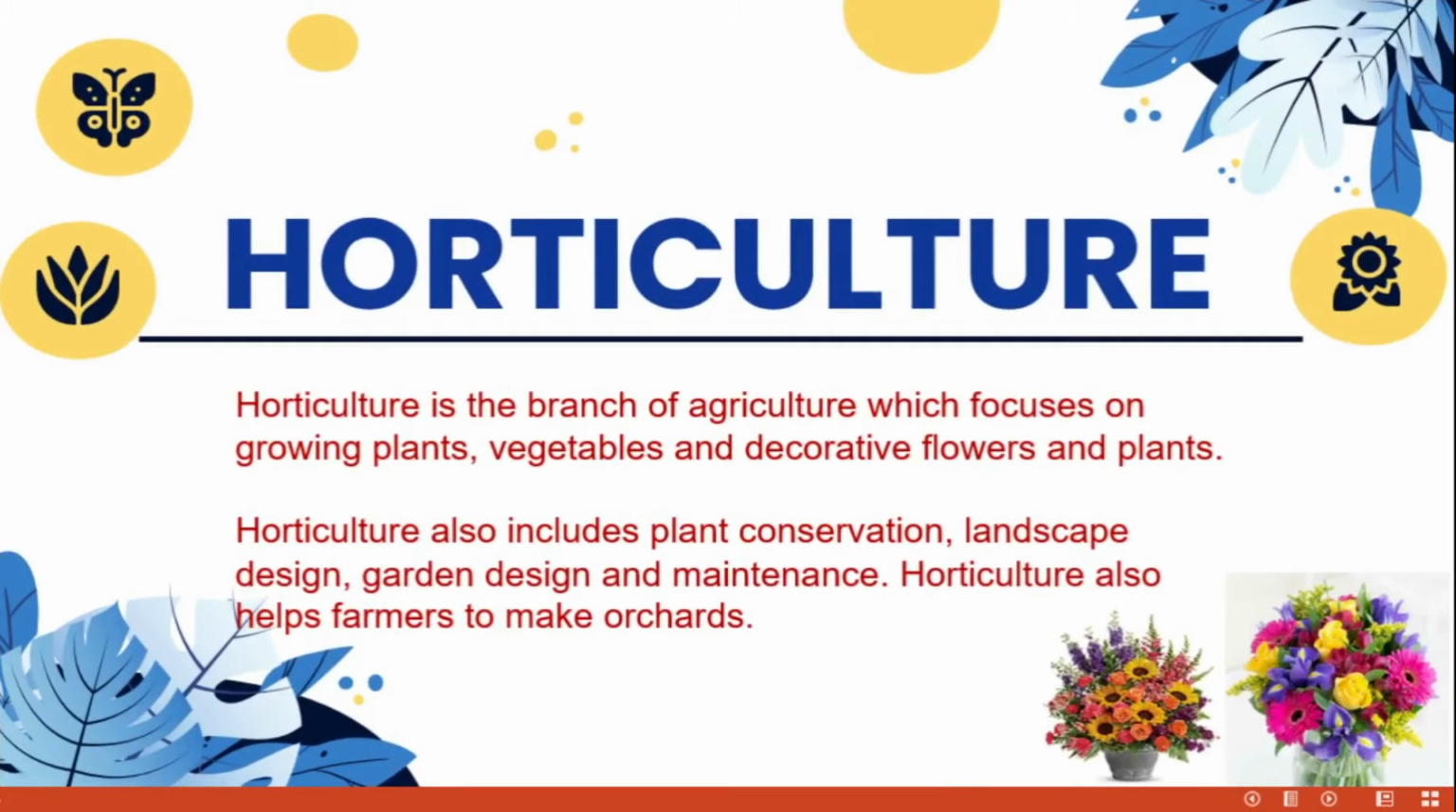Next, horticulture. What is meant by horticulture? Horticulture is the branch of agriculture which focuses on growing plants, vegetables, and decorative flowers. These three are very important. Not only that, plant conservation, landscape design, garden design and maintenance are also under horticulture. It also helps farmers to make orchards. An orchard is a place where fruit and nut producing trees are grown for obtaining cash.